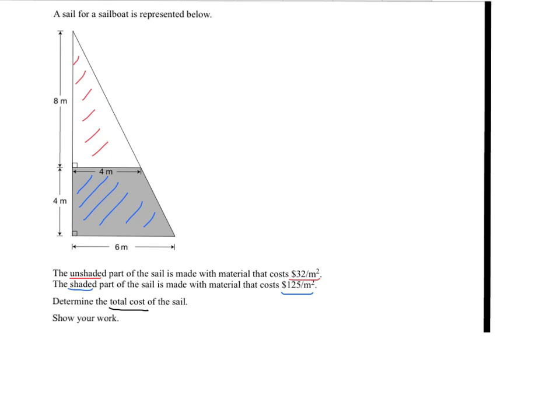So there's a couple ways you could do this. Let's start with the unshaded, so the area of the unshaded. What shape is the unshaded part of the sail? A triangle. We want to know, do we have the dimensions we need to find the area of a triangle? Yes. So what is the formula for area of a triangle? Base times height divided by 2.